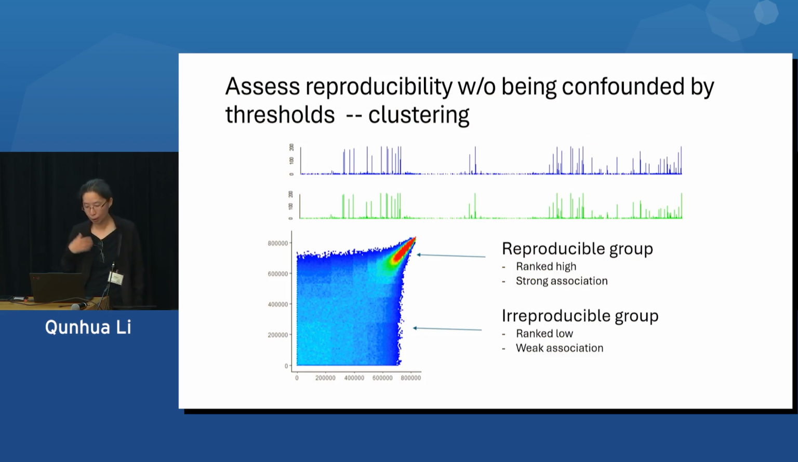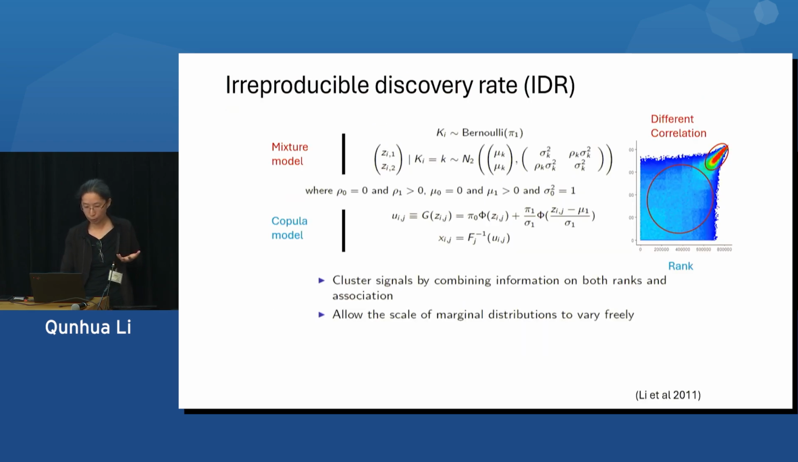Okay, so we actually did some work along this line. Instead of using a fixed threshold, we view the candidates as a whole, and then you can see that there are two groups. One is a more reproducible group, which are ranked higher, with a strong association between the two replicates. Then there is another group that's less reproducible, ranked lower, with a weak association between the two replicates. So we formulated this as a clustering problem. But this is a little different from the traditional clustering problem in the sense that we have to deal with the ranks instead of the original data. So we had a model called the copula mixture model: a mixture model to capture the two categories, and a copula to deal with ranks.